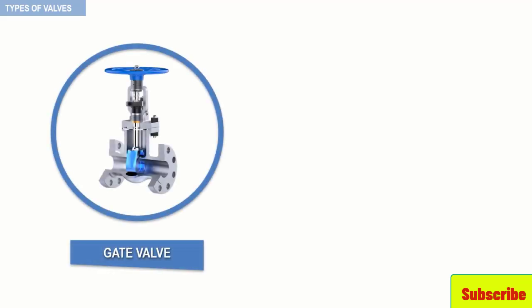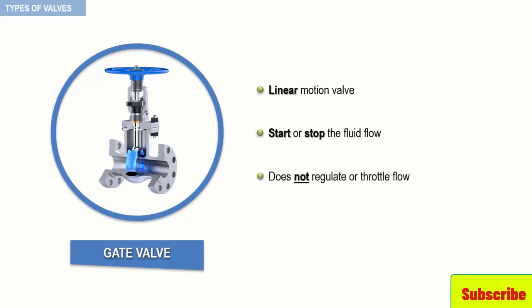A gate valve, as the one depicted in this example, is a linear motion valve. It is used to start or stop the fluid flow. However, a gate valve does not regulate or throttle the flow. The name gate is derived from the appearance of the disc in the flow stream.